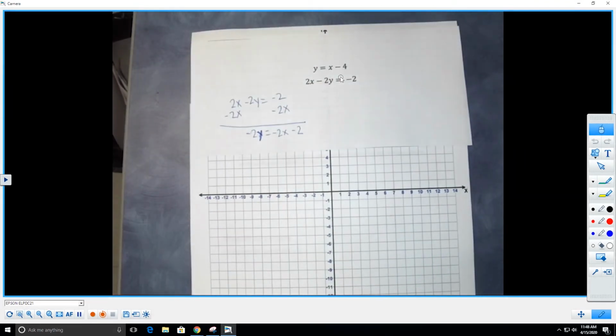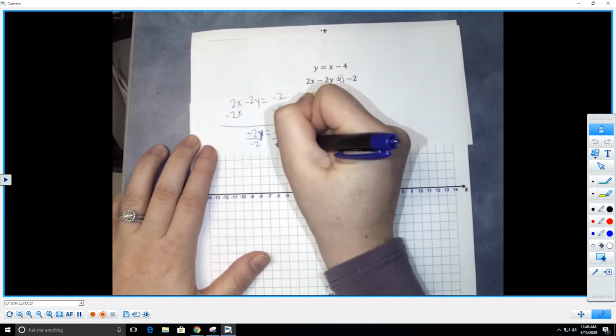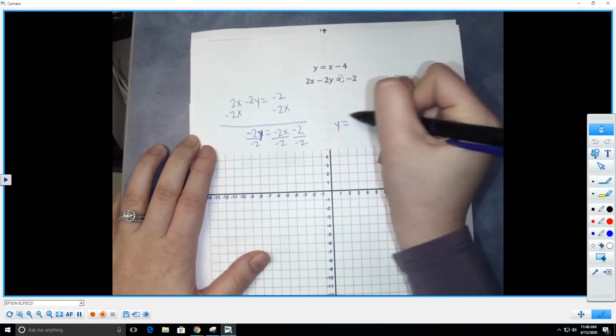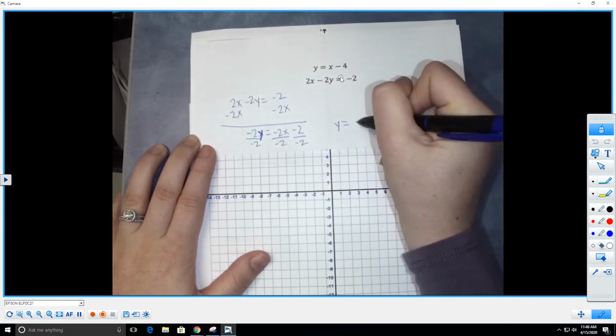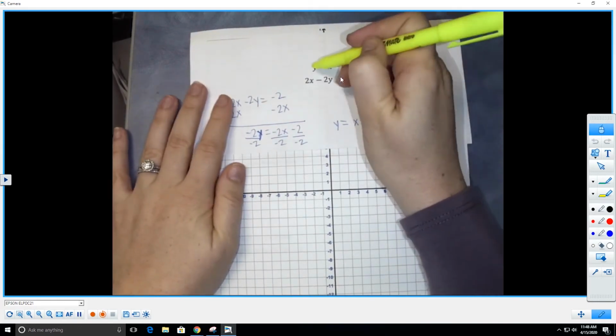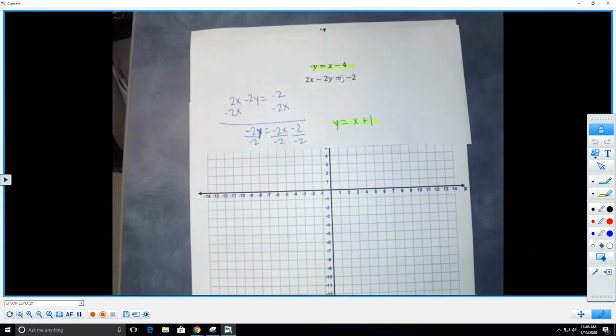And then I'm going to divide by my coefficient -2. Divide each term. And so I have y equals x plus 1. So here are my two equations. Now we're ready to graph the system.